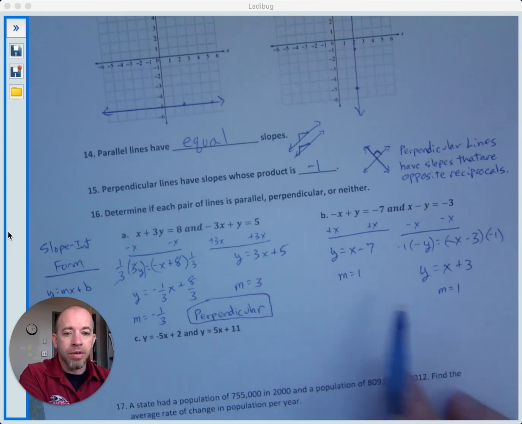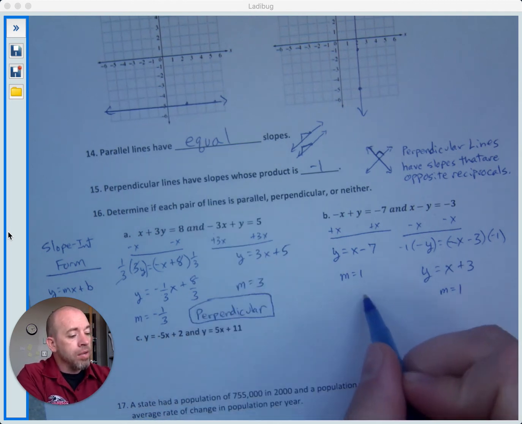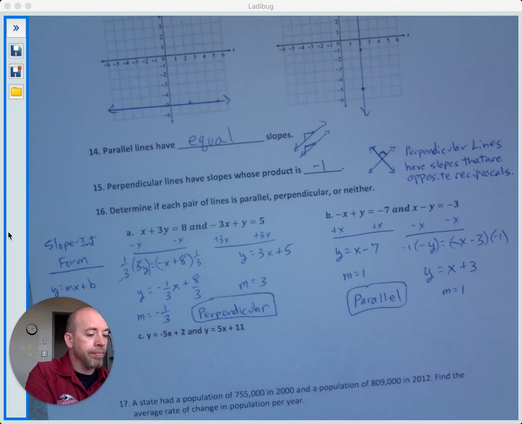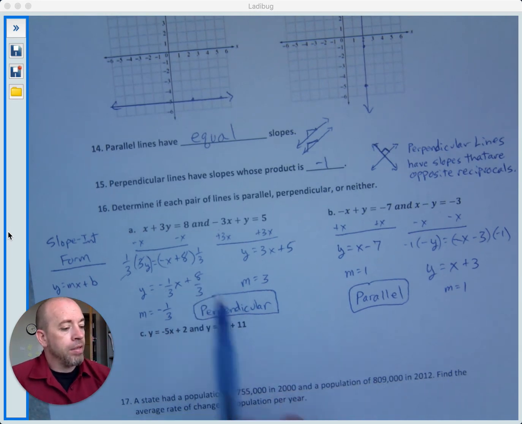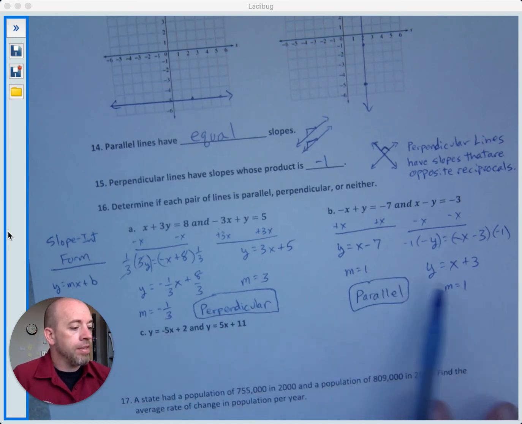We have the same slope. If we have the same slope, slopes are equal, then we have parallel lines. So these two lines are parallel. So, all right. Perpendicular, slopes are opposite reciprocals. Parallel, slopes are the same.